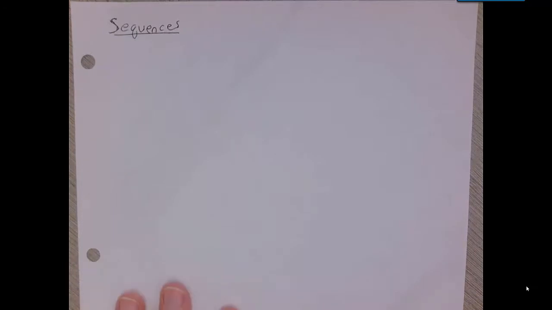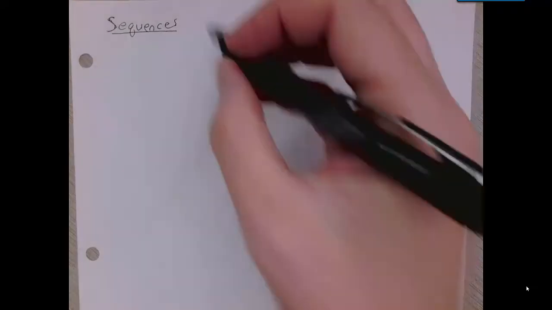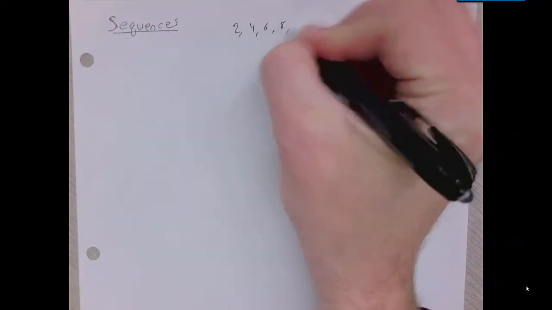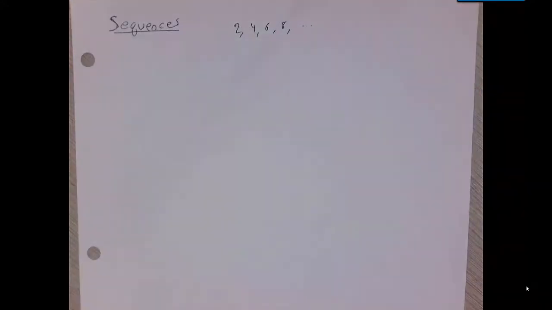Video number 1 is going to be about sequences. A sequence is just a list of things, so it has an ordering to it. And in our class, we're only going to be looking at sequences of numbers, but later on in math, you could look at sequences of functions, for example. So an example of a sequence might be 2, 4, 6, 8, and so on. So you can see it's a list.